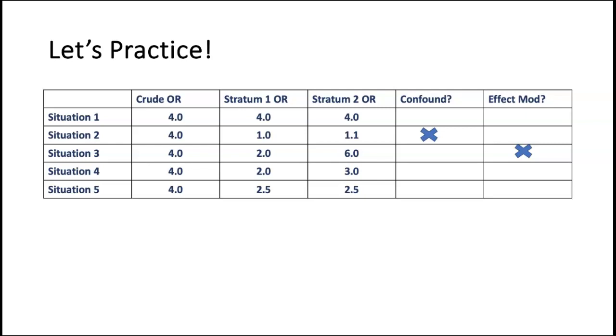So I definitely have effect modification because these strata-specific measures are different, but I also have confounding because that crude odds ratio doesn't fall in between, it falls to one side of those strata-specific measures.